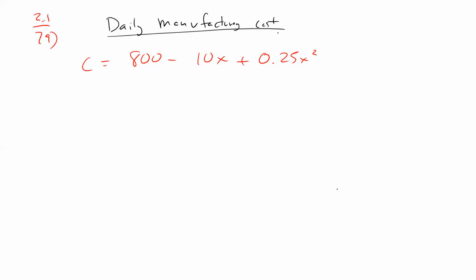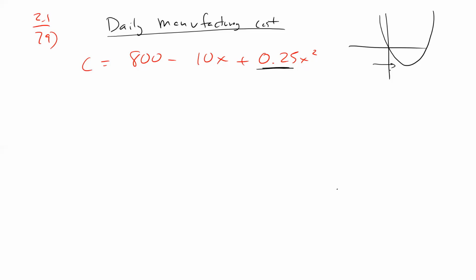Owen, is this an upward-facing parabola or a downward-facing parabola? It's upward because the coefficient is above 0, right? Perfect. It's this one here, above 0. It's always the one in front of x squared. And so we know this goes like this, so there's a minimum value. There's a bottom to this.